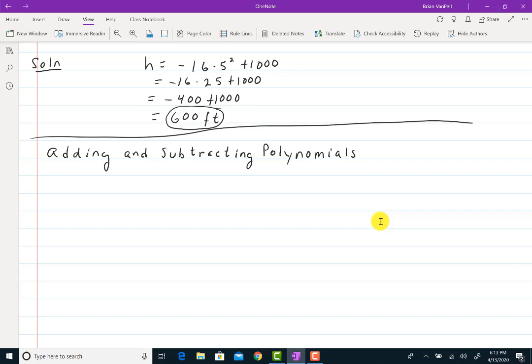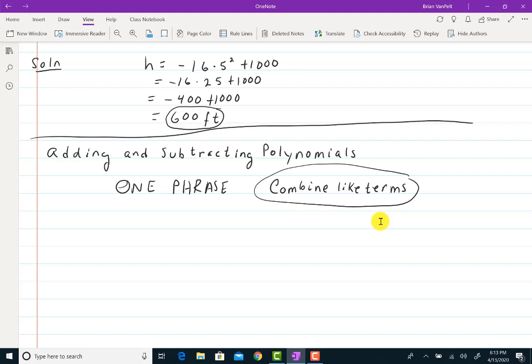So I think probably I've got one phrase, and this describes the whole process. Combine like terms. Believe me, we'll do enough examples to where you'll understand what I'm talking about. That's the key phrase that we're going to be going here when adding and subtracting these things. I'll show you what I mean.